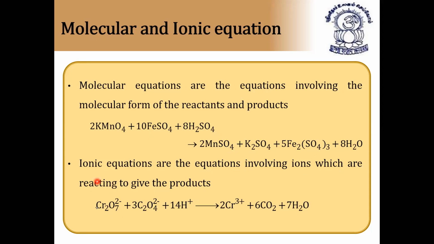So these are the ionic equations. It's the same equation, we can write the ionic equation like this: Cr2O7 2 minus, C2O4, that is oxalate ion. This is called what? Oxalate ion. C2O4 is called oxalate ion.